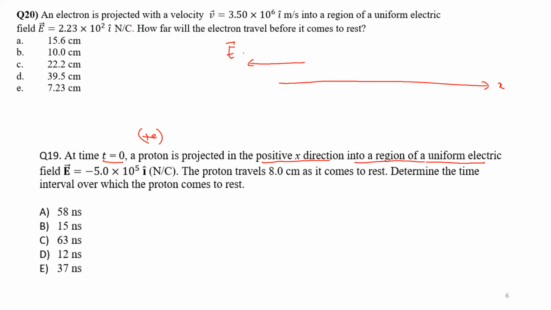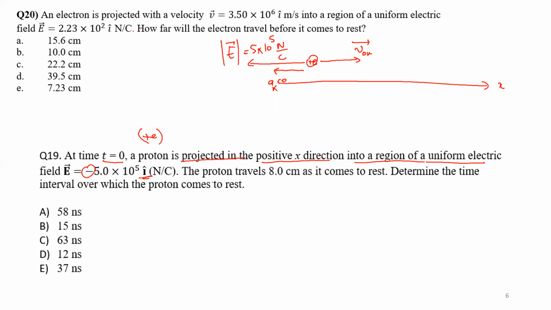Okay, I know the magnitude, by the way. The magnitude is just 5 times 10 to the power 5 Newton per Coulomb. But the direction is minus i hat, right? Negative x direction. Now, of course, my proton, which is positively charged plus e, is moving here with an initial v naught x, which is in the positive direction. That's what I said here. It's projected in the positive x direction. But it's subjected to an acceleration which is negative. ax is negative.